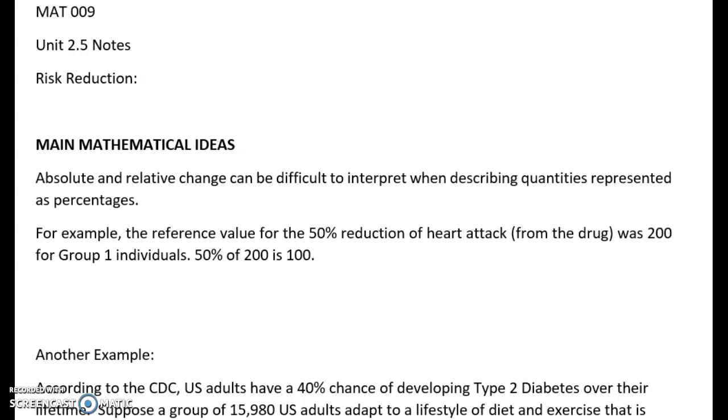So when we're giving that group the drug, the reference value was 200. So we were finding 50% of 200 to get the 100 people that were expected to suffer a heart attack after the drug. So we change the size of the group from the original 500, we bring it down to 200, and then we find the percentage of that.